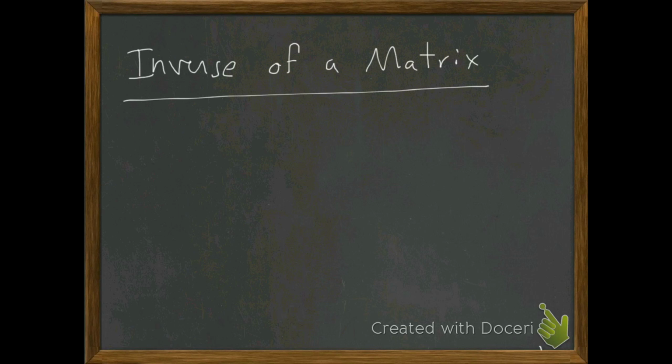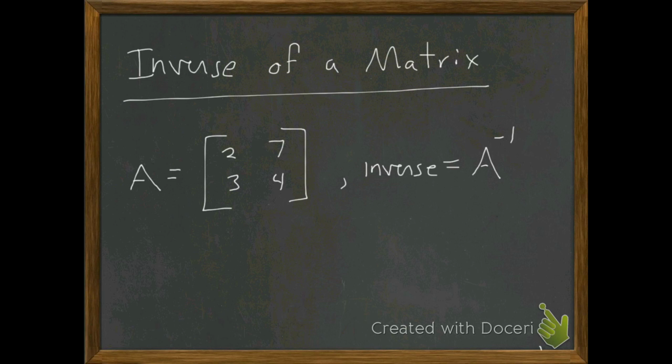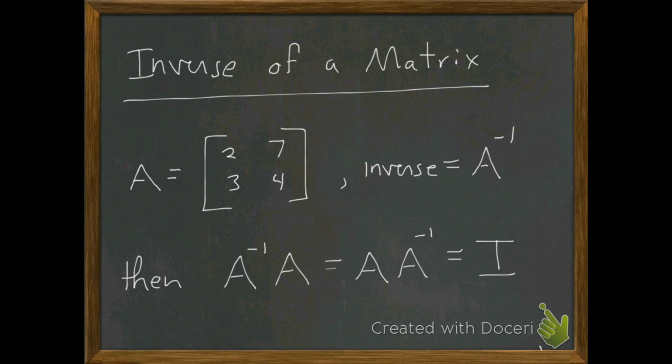Now, if we have a square matrix, and if the inverse of the matrix exists, then the product of A inverse and A will be equal to the identity matrix. So we have a 2x2 matrix here. The identity matrix, as I'm sure you remember, would just be the one that has ones on the diagonal.